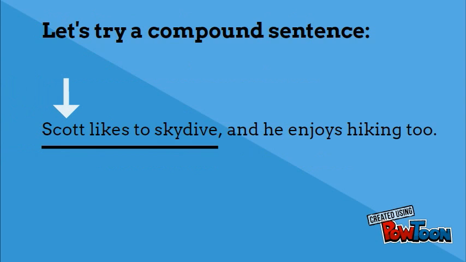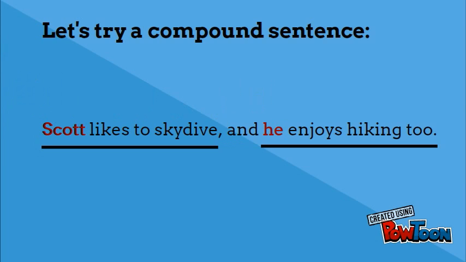In the second half of the sentence, he enjoys hiking too, we ask ourselves the same question. Who or what is the sentence about? In this case, it is about he, because he is the one who enjoys hiking. So Scott and he are our subjects. We can also see this because they are both before the verbs. Now let's find the predicates.